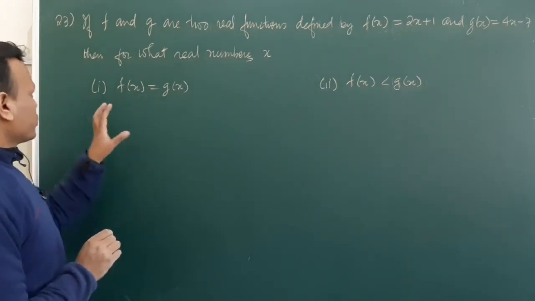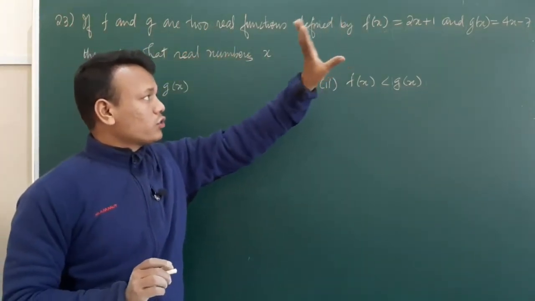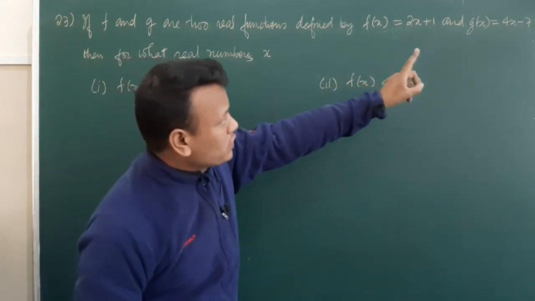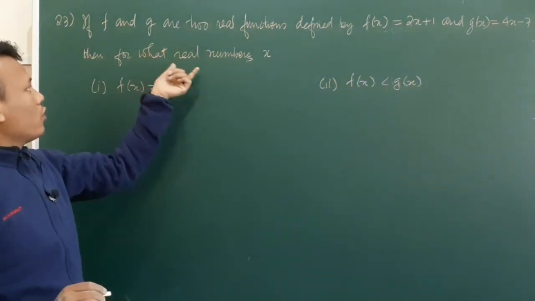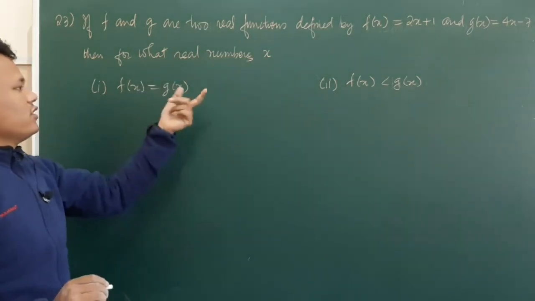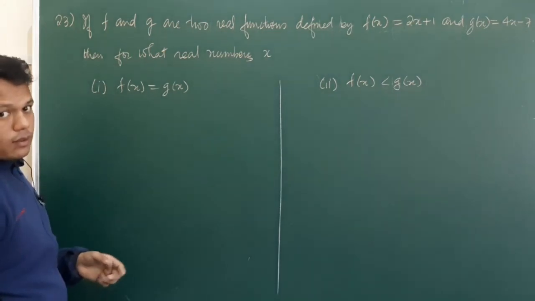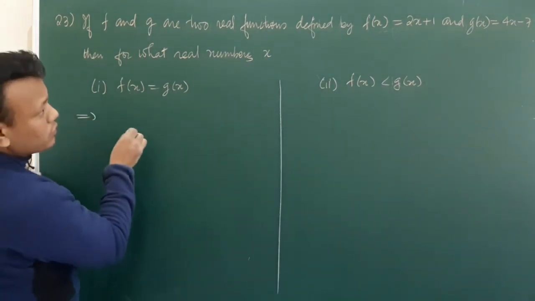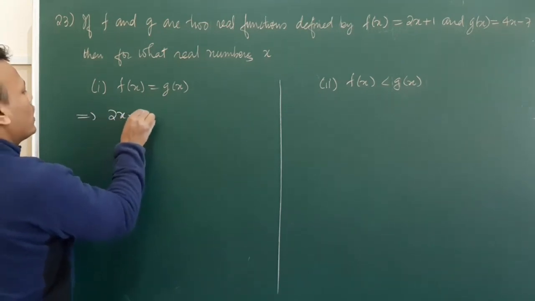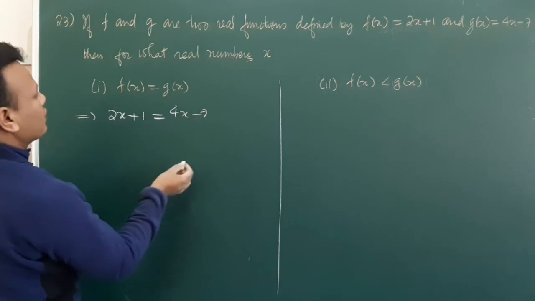So let's take the last question for the day. The question says f and g are two real functions defined by f(x) equals 2x plus 1 and g(x) is 4x minus 7. For what real numbers x do these two cases happen? So there are two cases here. We need to find the value of x. So f(x) is given to be 2x plus 1 and g(x) is given to be 4x minus 7, isn't it?